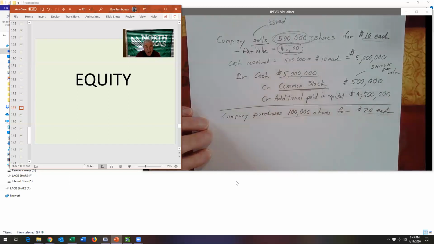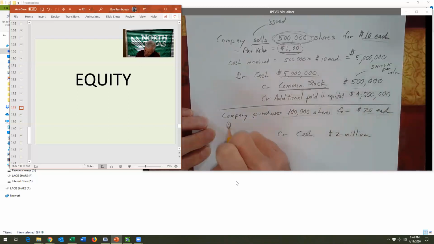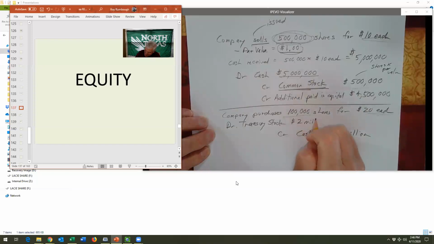So guess what? Does cash go up or down? Think about it for a minute. I'm going to pause. Think about it. They purchased the shares, so they had to pay cash. So credit cash for 100,000 times 20, that's going to be $2 million, right? And here's a new term for you, treasury stock. And we just debit the treasury stock for $2 million.